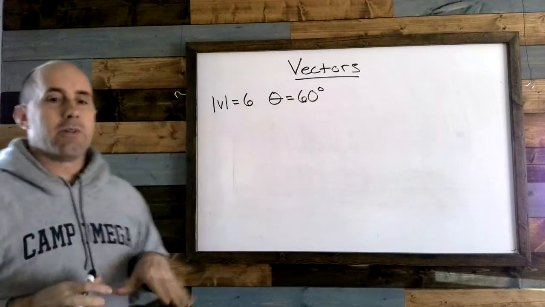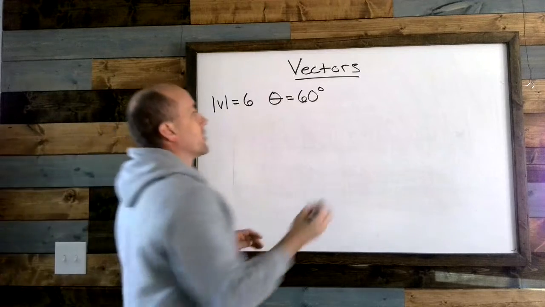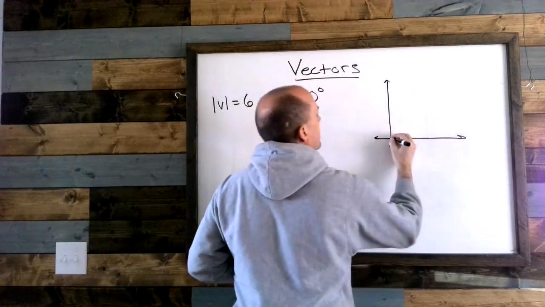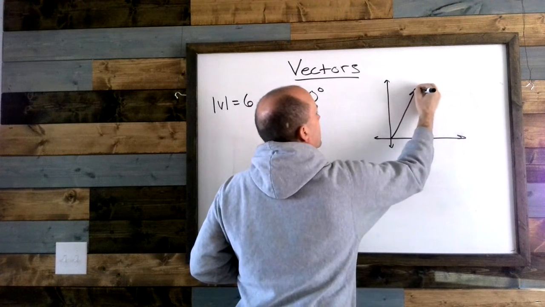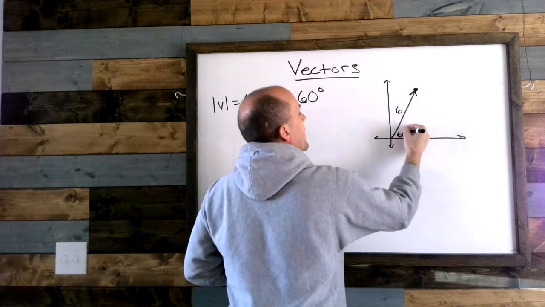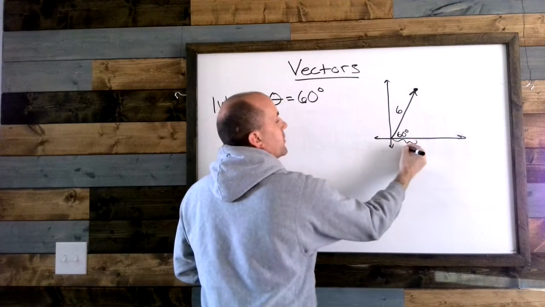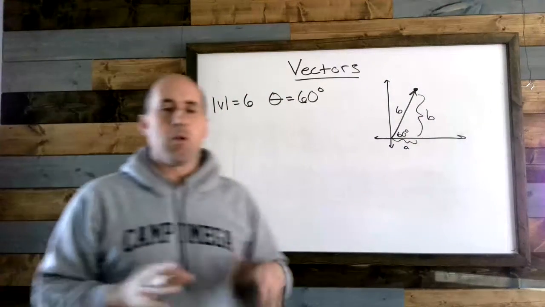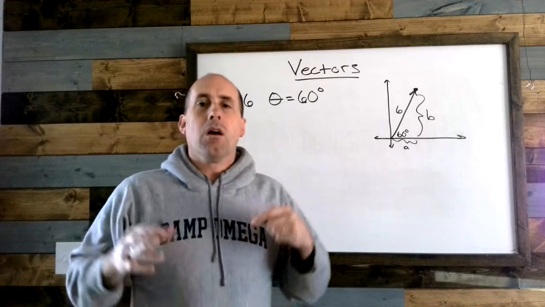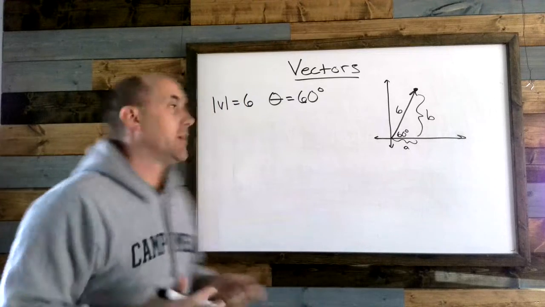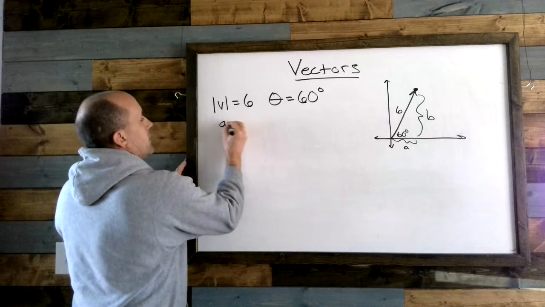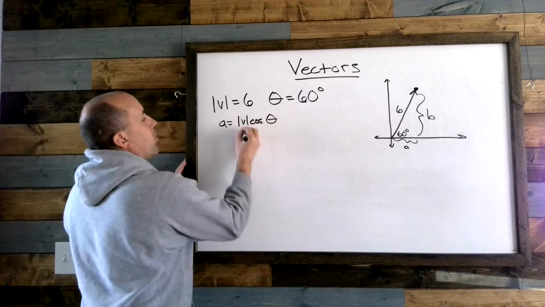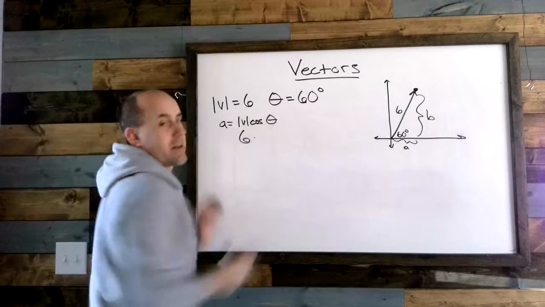So we have the magnitude of the vector is 6 and the angle is 60 degrees. What that means is, suppose that's my vector, where that's the length of 6 and that angle is 60. What you want to do is find A and find B. Well, instead of going through all the work of the trig setup that we had before, let's just use the formulas that we were given.